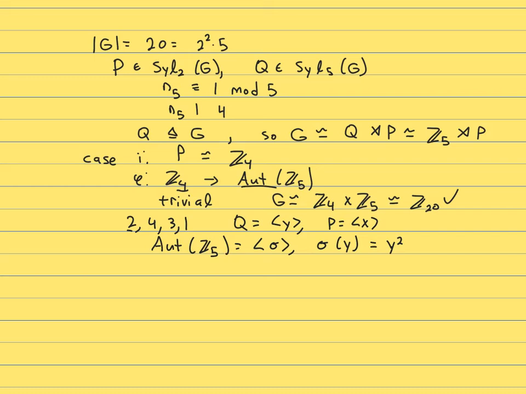So there we have it. There's the generator of this automorphism group. And so one of the homomorphisms is the trivial one. The next possible homomorphism is the one that takes our generator x and gives us sigma. So here x times y times x inverse is y squared in the resulting group.